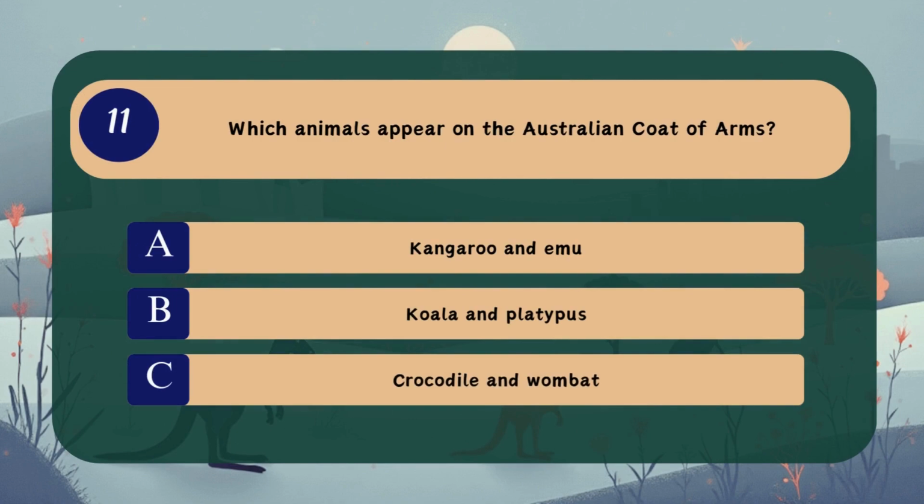Question 11. Which animals appear on the Australian coat of arms? A. Kangaroo and emu. B. Koala and platypus. C. Crocodile and wombat.